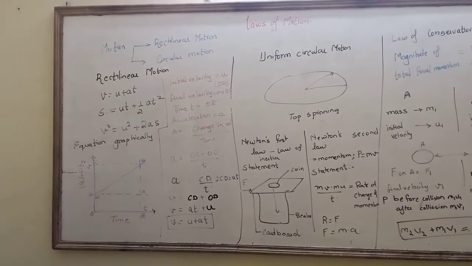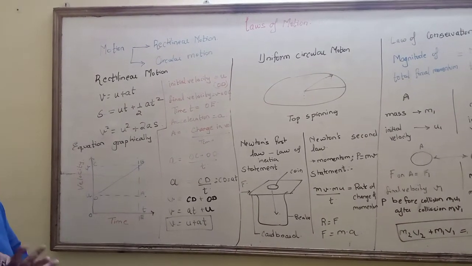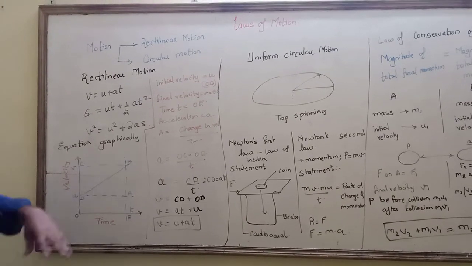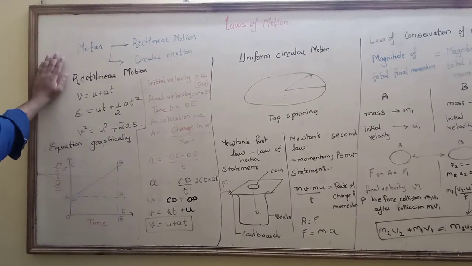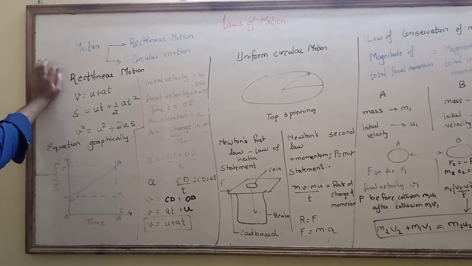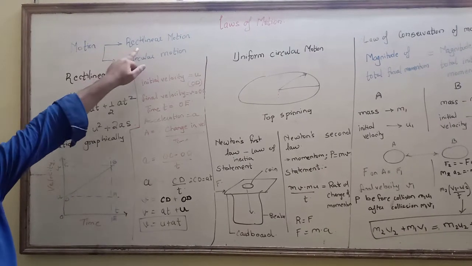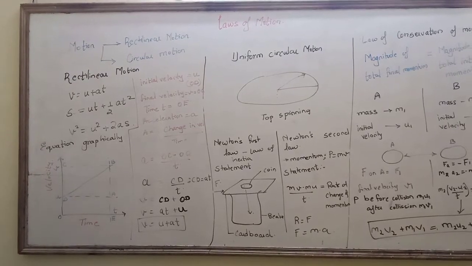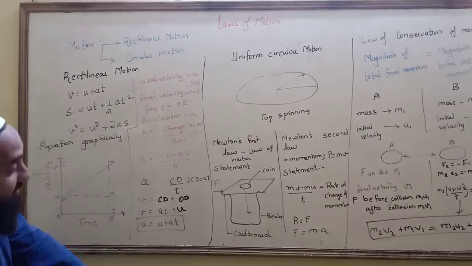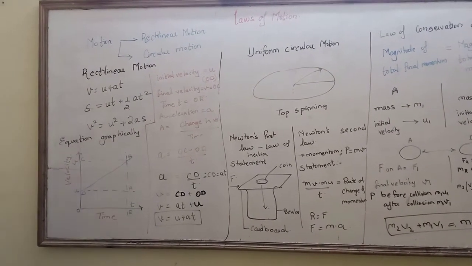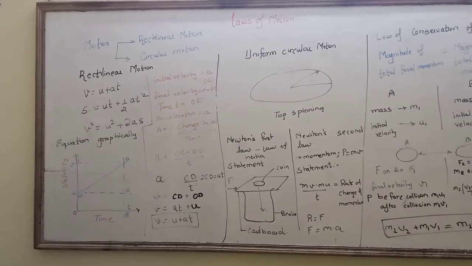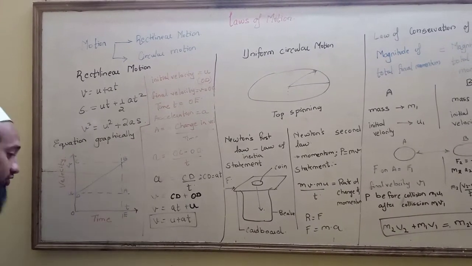We were studying about laws of motion. Now motion means anything which is moving. There are two types of motion, rectilinear motion and circular motion. What do you mean by rectilinear motion? Motion along the straight line is known as rectilinear motion. For example, moving of a car along the road is a rectilinear motion.